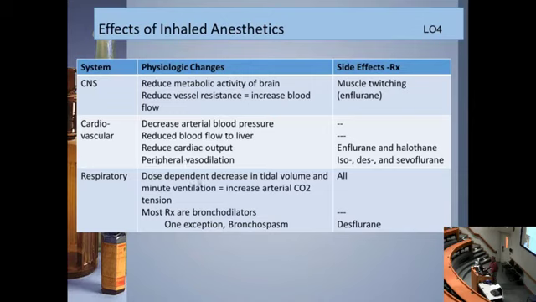And then respiratory, we see respiratory dependent reductions in tidal volume. Most of these drugs are bronchodilators from a mechanistic standpoint. The only exception would be desflurane, which is known to produce bronchospasm. Okay, and so especially if the patient is intubated or they have a history of COPD or asthma, you might want to maybe think twice about that.